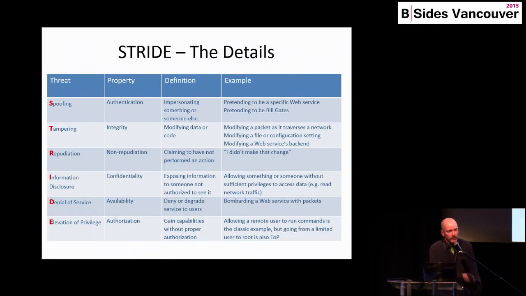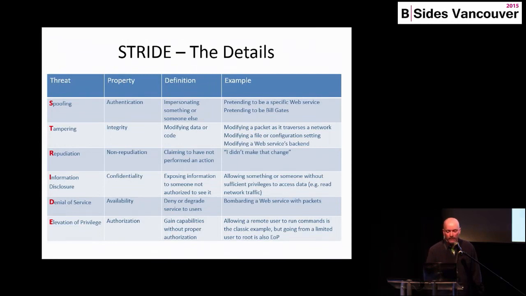Repudiation is probably the most difficult to understand. It's claiming to not have performed an action, and the property you're attacking is non-repudiation. Examples, I didn't make that change. In software and services, the main mitigation for repudiation is to log everything. I didn't make that change. Well, that's nice. Here we have the log on source control that shows you did. Last Tuesday at 3 o'clock in the afternoon.